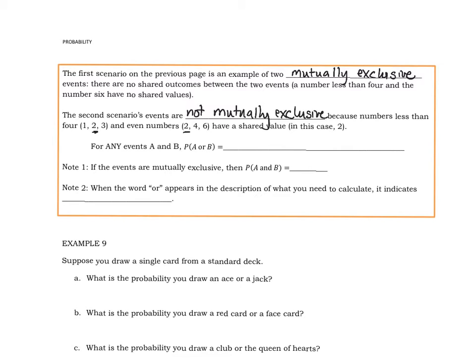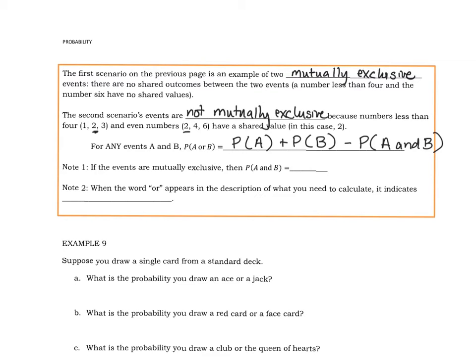So, for any events A and B, the probability of A or B is the probability of A plus the probability of B. Now we could stop there if it was mutually exclusive, right? But to cover every scenario, we are going to have to subtract the probability of both A and B happening. Is there anything they have in common? What's the probability of that happening? We have to subtract that.